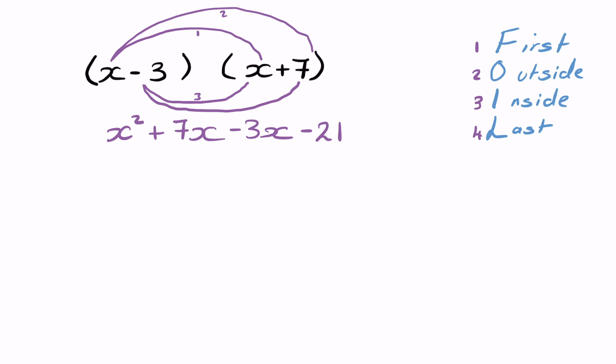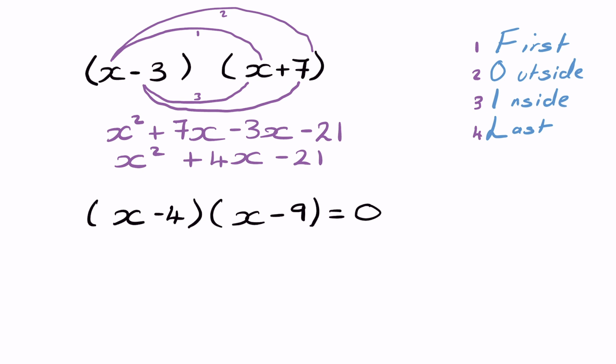Then we go ahead and collect the like terms. This 7x and this 3x we can combine. So we have 7 minus 3 gives us 4x. So we rewrite the whole expression with x squared, 7x minus 3x is positive 4x, minus 21. And this one, you'll notice I've done it equal to 0. And that is because when you factorize a quadratic equation, so what you'll be doing is you will be taking something like this and you will be putting it back into double brackets.